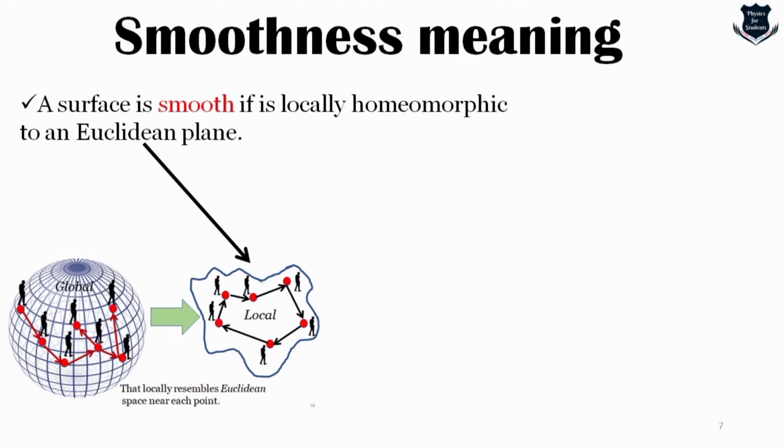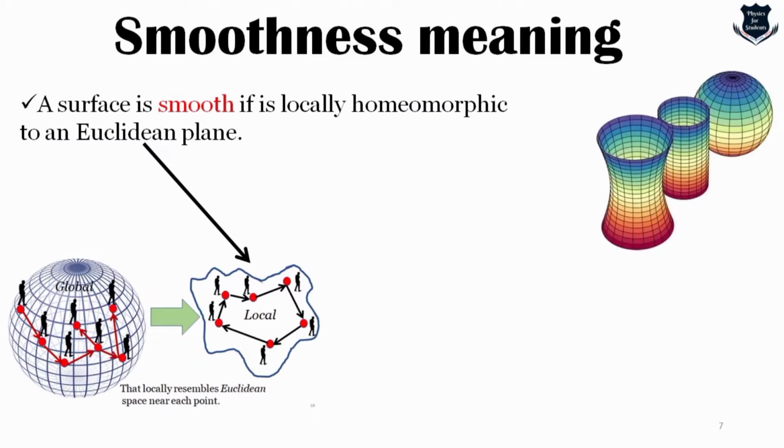So that which locally resembles the Euclidean plane or space near each point. So if I take this kind of surface, you see a sphere and then a cylinder. What I get is these white boxes, let me show you again, these white boxes.